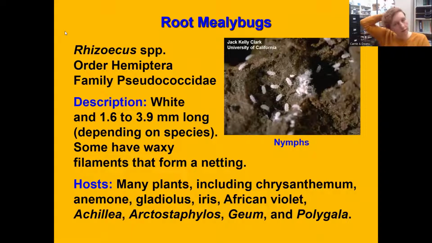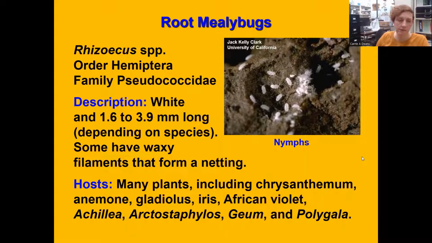The last species we're going to talk about are these root mealybugs. These are kind of interesting because they don't really infest the above ground section of plants. They actually are found in the root balls underground. Because of this, they can be more difficult to see, obviously, unless you're actually looking for them. But again, you can see they have this white kind of covering. They have these filaments. Actually, they can form a type of netting underground also.